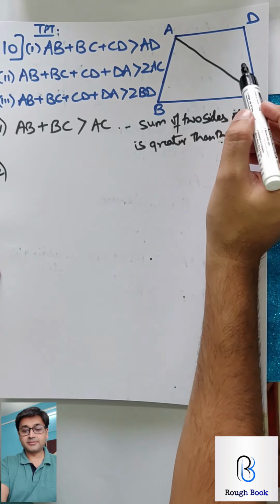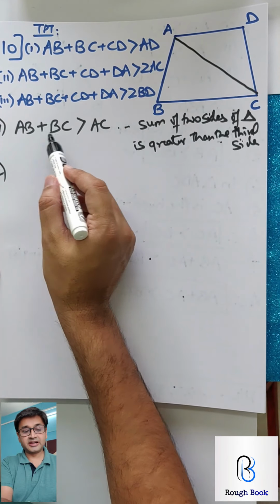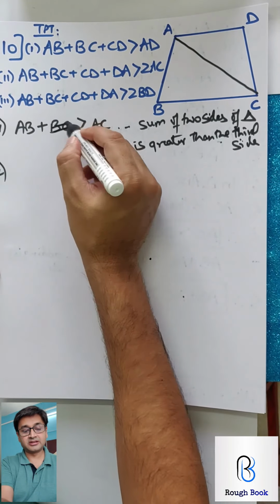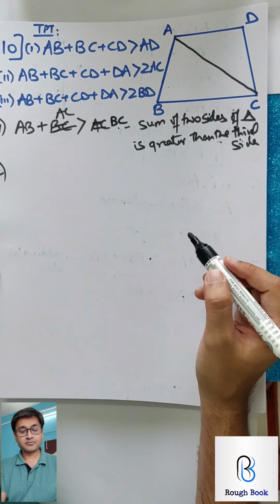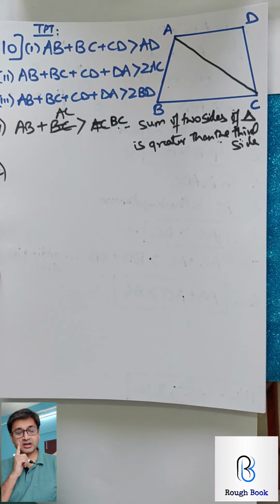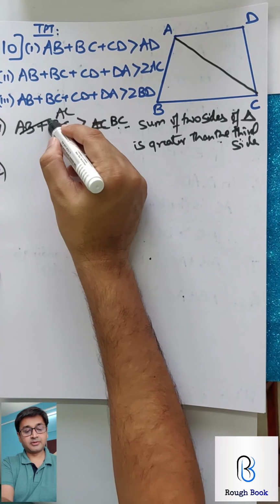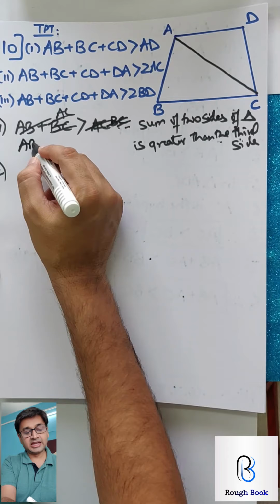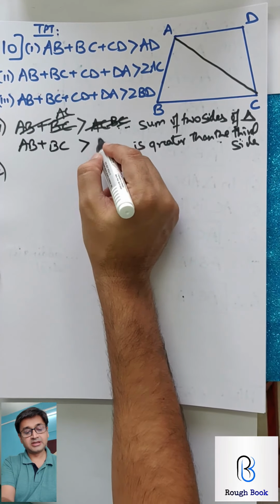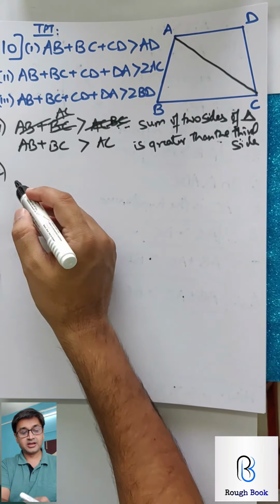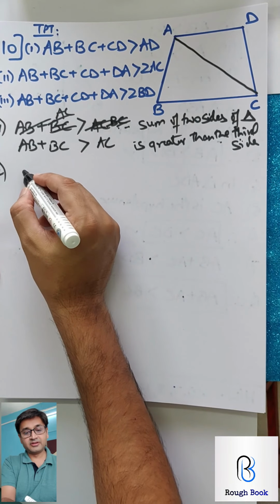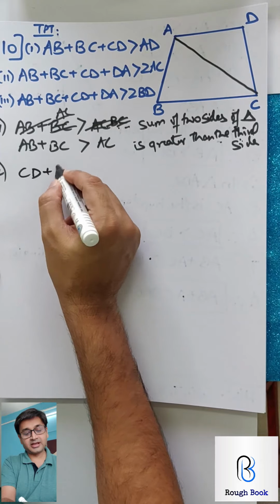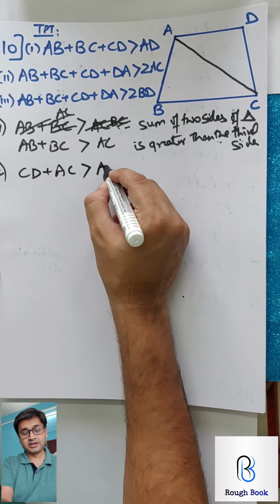Likewise, I can say that, see here we said AB plus BC, no? Sorry, just take this as AB plus AC greater than BC. Actually, that was correct. I messed up, I'm sorry. So step 1 should be AB plus BC greater than AC, that's fine. Step 2, now go into this triangle, ADC. This time we will say CD plus AC greater than AD.